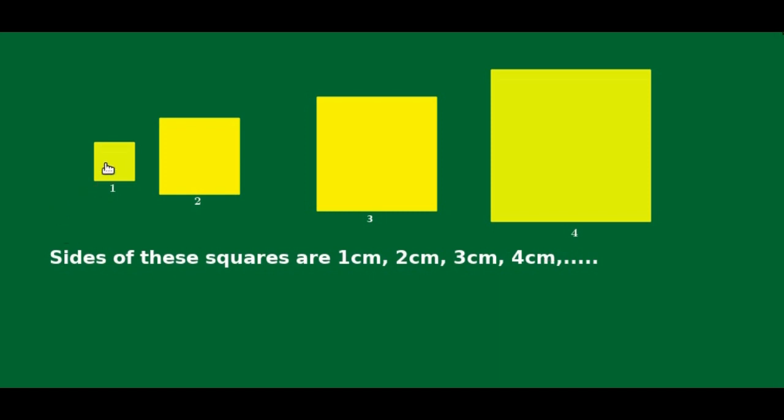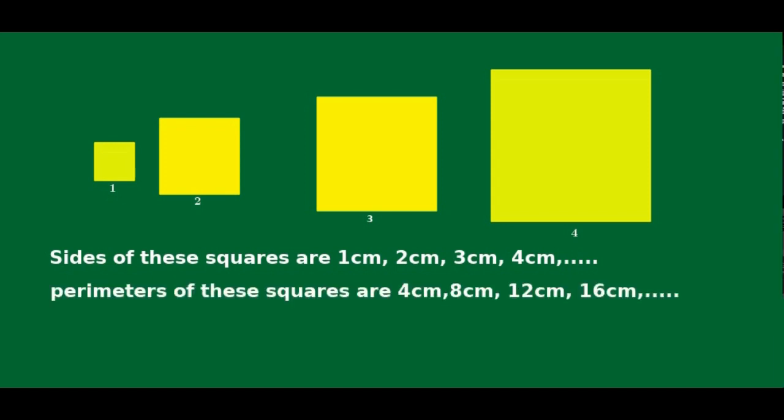Now consider the perimeters of the squares. We know that the perimeter of a square is 4 times a side. The first square is of side 1 unit, so its perimeter is 4 into 1, that is equal to 4. The second square is of side 2 centimeters, so its perimeter is 4 into 2, that is equal to 8. Here the perimeter is 3 into 4, which is equal to 12, and the last one, the perimeter is 4 into 4, which is equal to 16 centimeters. Perimeters of these squares are 4 centimeter, 8 centimeter, 12 centimeter and 16 centimeters.